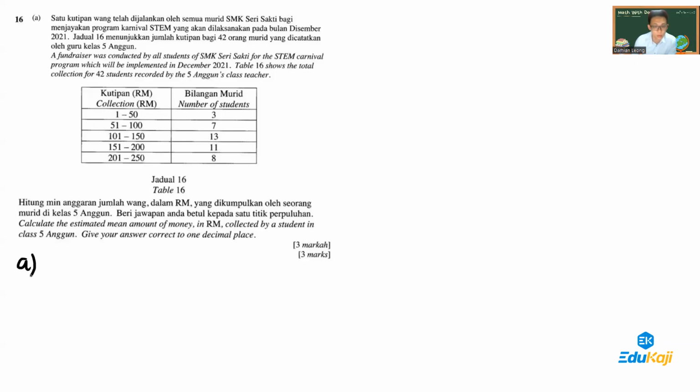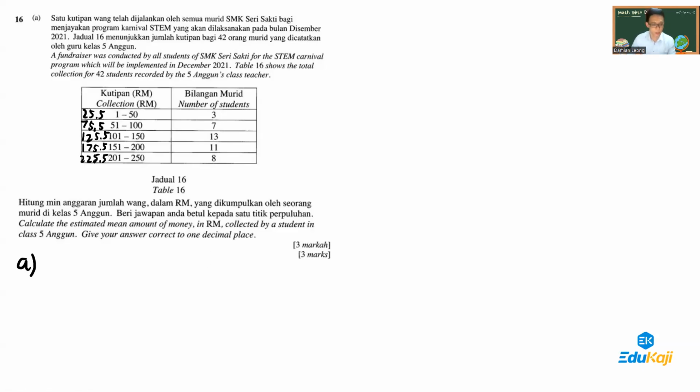So, I want the estimated mean collected by students in 5 Ungrouped. So, for the mean value, we need to use midpoints. So, we find the midpoints for each of these intervals. Just add the lower and upper limit together, divide by 2. So, 25.5, 75.5, 125.5, 175.5, 225.5.